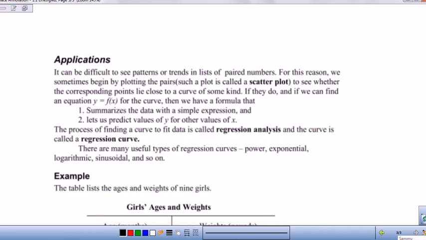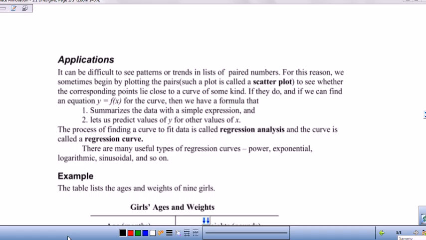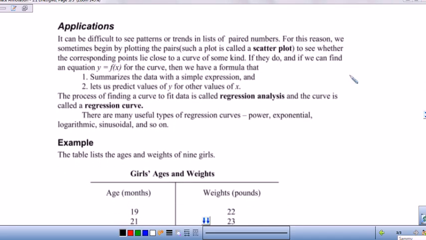All right, so on this one, let's go ahead and just review what a scatter plot is, regression analysis, the regression curve. You use your regression analysis in your calculator to find what's called a line of best fit, depending on who you had for your algebra classes. It's also called a line of best fit.